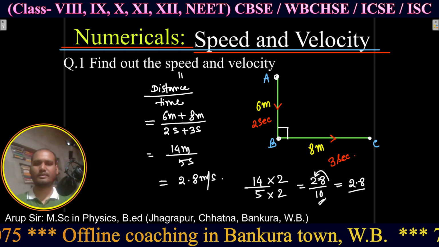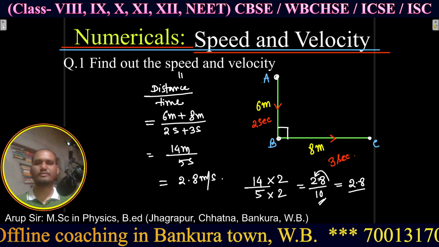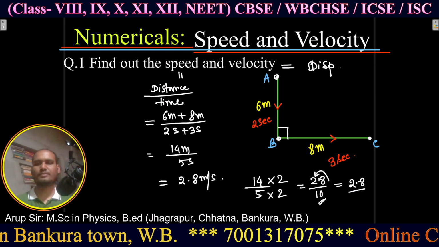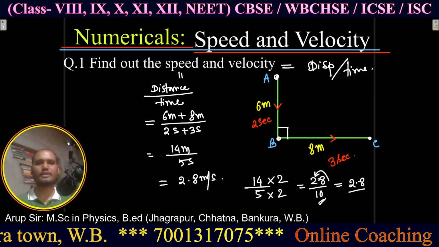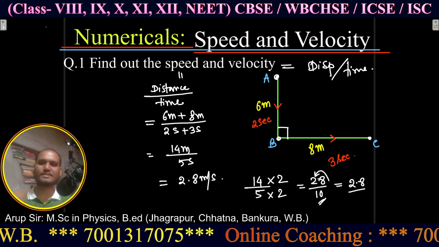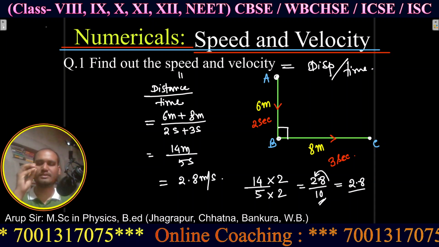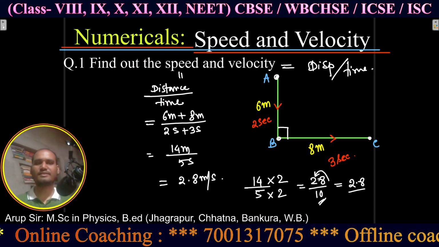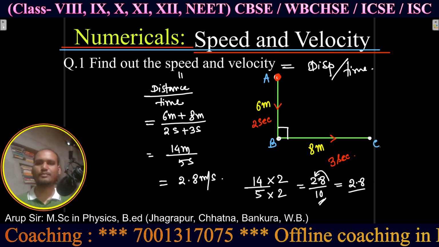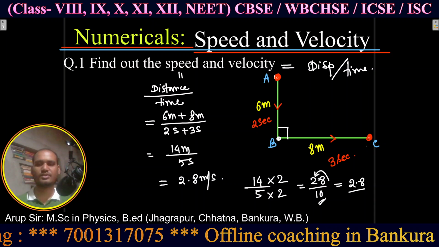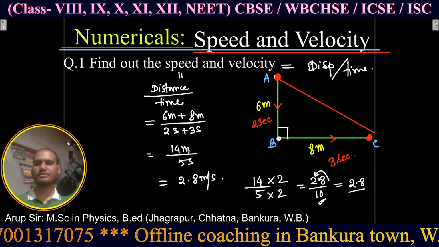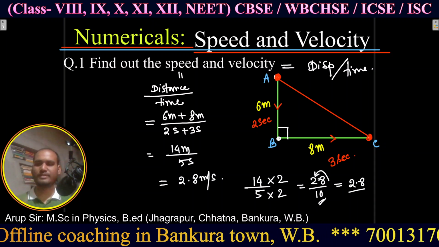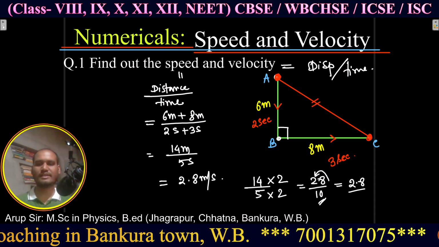Now for velocity, what do you have to do? Velocity depends on displacement, meaning velocity is displacement upon time, right? And I said in the last class that displacement is nothing but the distance between the initial and final point. So what is the initial point? Here the initial point is point A and the final point is point C. If you connect these two, the initial and final point, you will get a straight line which is known as displacement. So this length is known as displacement.